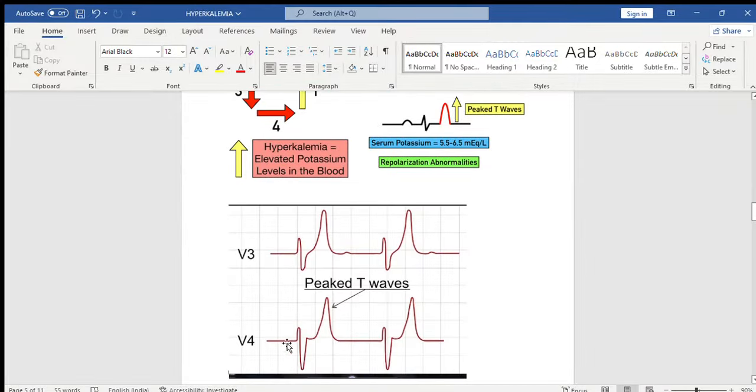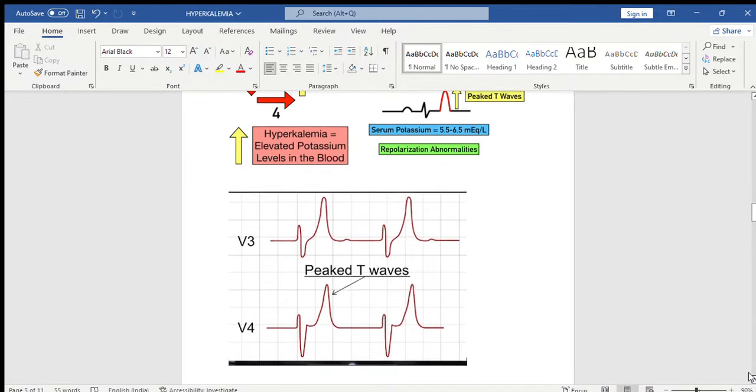This is the ECG representation. We don't have a P over here. There's a QRS complex followed by a tall T wave on the ECG, which is in V3 and V4. Next, let's look at the second change that can happen.